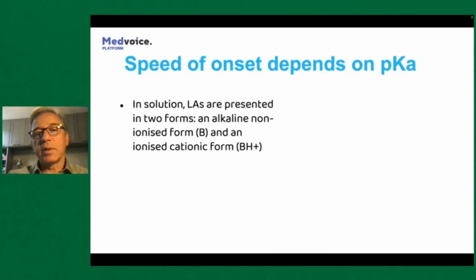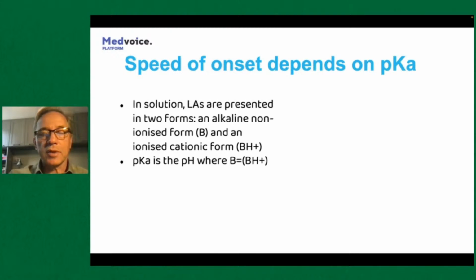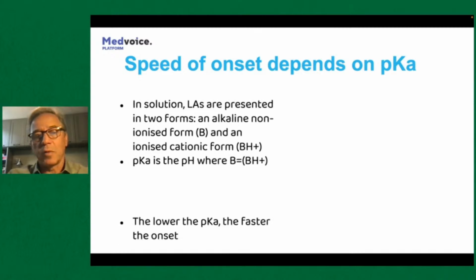Okay, let's talk about speed of onset a little bit more. And I have to tell you that in solution, local anesthetics are presented in two forms: the alkaline, non-ionized form, and the ionized cationic form. And the pKa is the pH of the solution where these forms are in equilibrium, i.e. 50% of the solution is in ionized form and 50% is in non-ionized form.